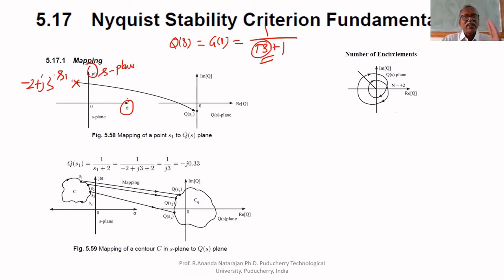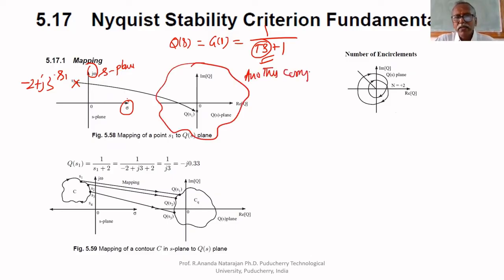Minus 2 plus J3. Final number again complex number. Am I correct or not? If you substitute a complex number, again you will get a complex number. Plot it on a complex plane, another complex plane. This is another complex plane. This complex plane is called G of S plane. Why? Because I substituted this S plane point on G of S and I got one complex number that is plotted here in the complex plane. That's why this plane is not S plane. This plane is called the G plane.